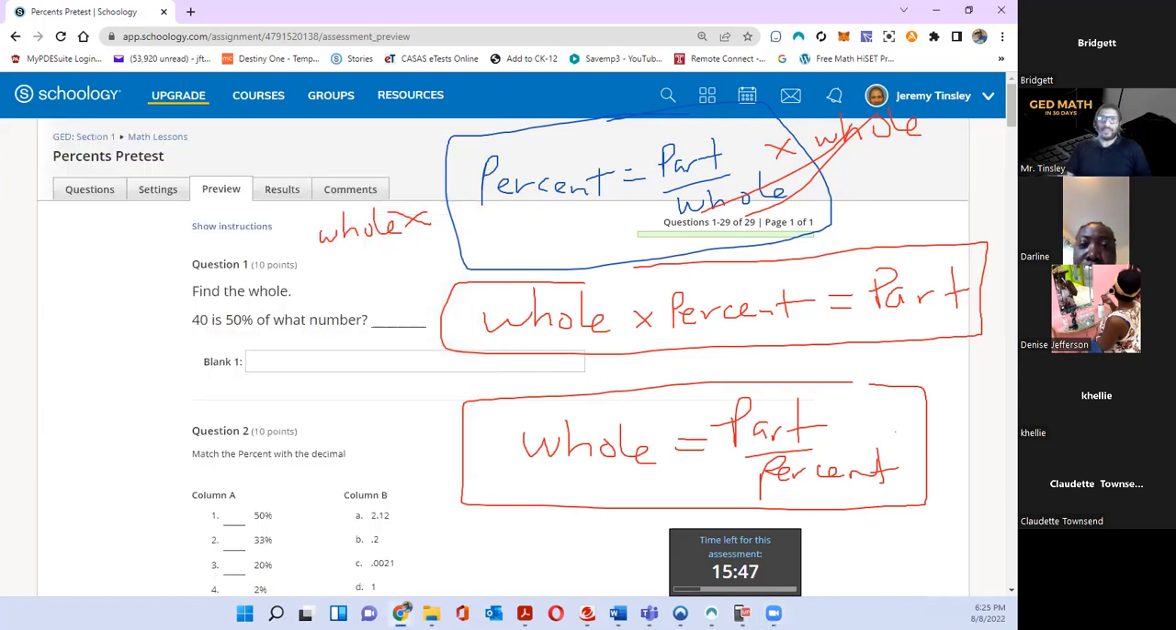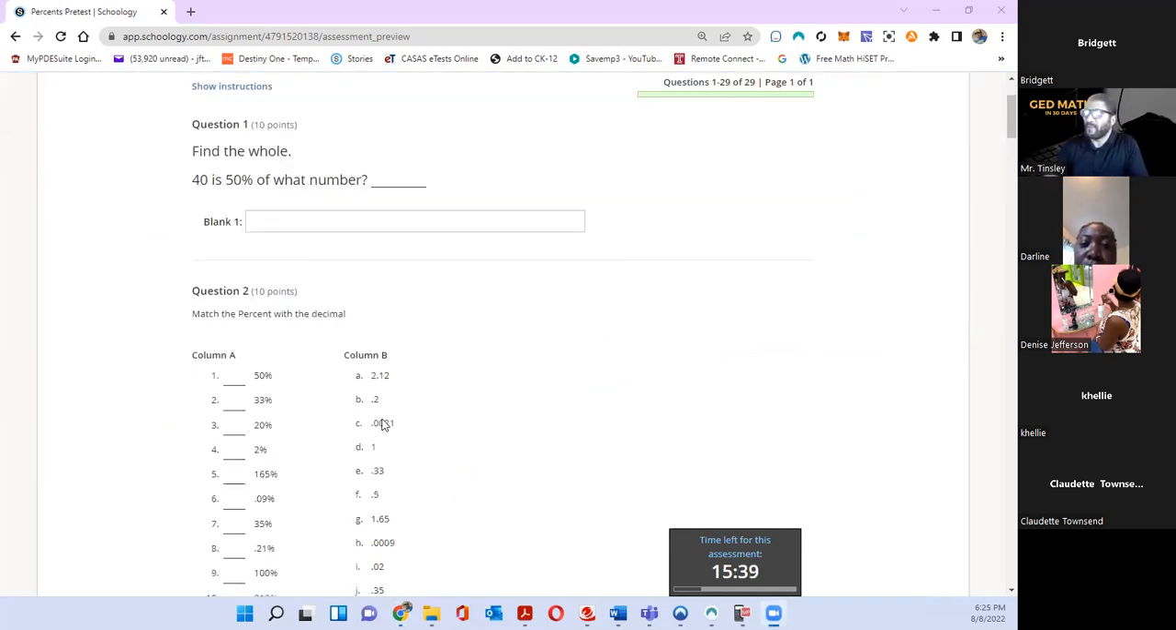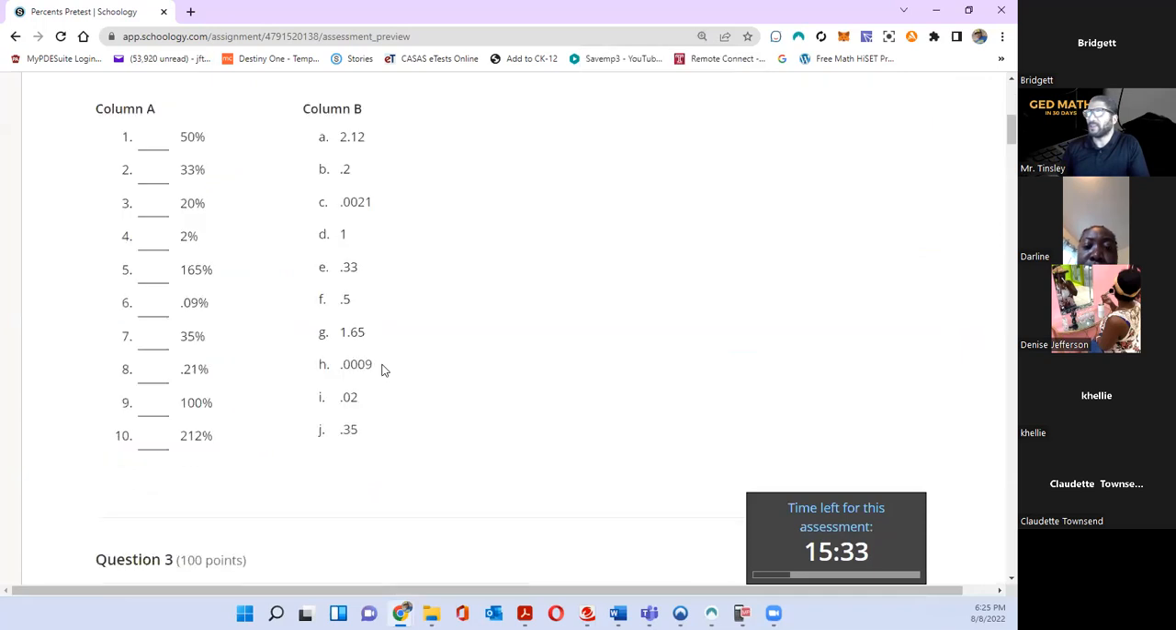All right, so let's go to the next question. Somebody just let in. Let's look at this. Okay, let me make this a little bit bigger. Again, you should know the decimal percent equivalence. You should be able to do this in seconds. 50% is, what's the decimal equivalent on the right side? A through J. What's the decimal equivalent of 50%?